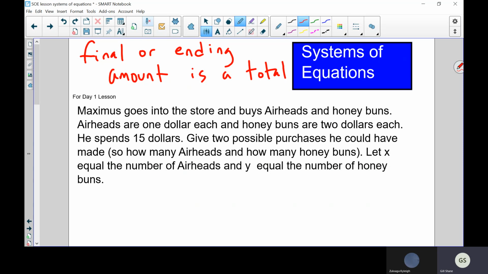Oh, I erased this. We're trying to figure out how much money he has. What does that mean? No, we're not trying to figure out how much money he has. Not at all. You stop.